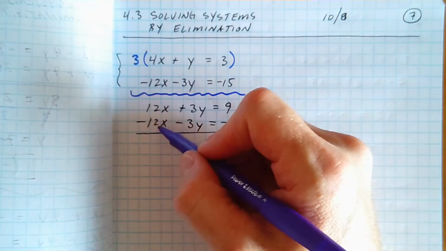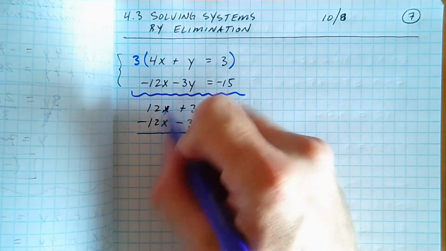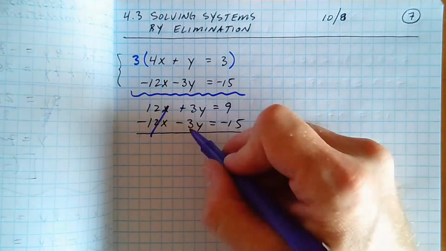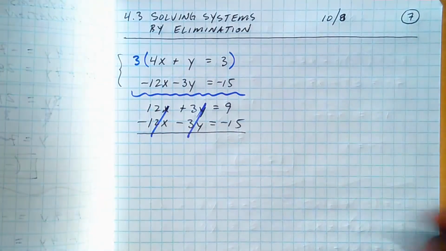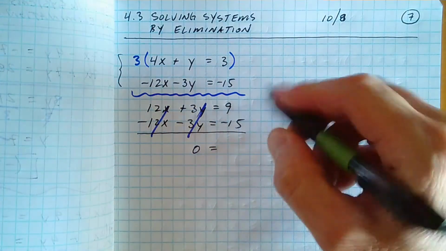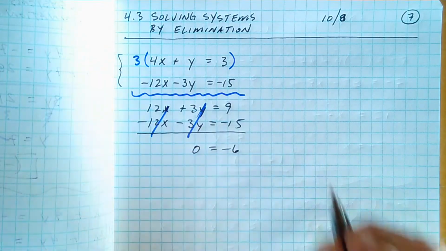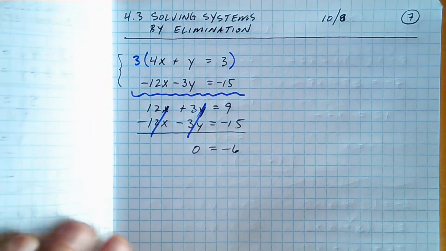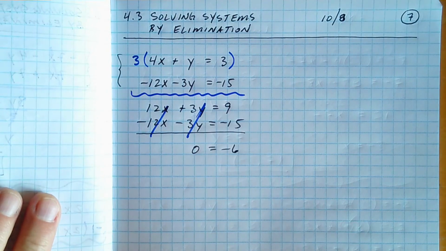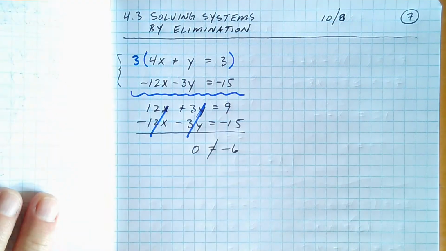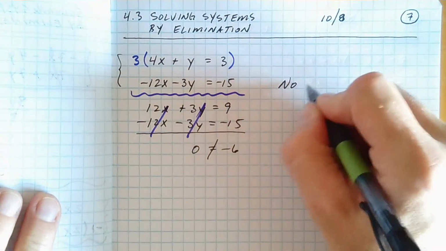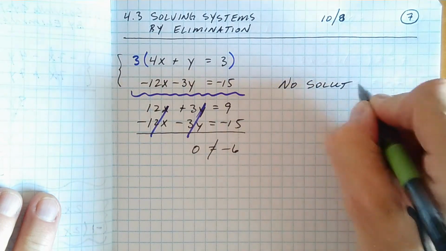Because then when we add these together, I could see that, oh, in this case, 12x and negative 12x cancel. This cancels. And so I have 0 on this side, and I have 9 and negative 15. I add those together, and I have negative 6. So you guys could probably already guess that if I have 0 is equal to negative 6, that's not true. So this is no solution.